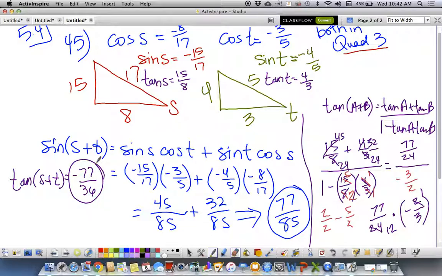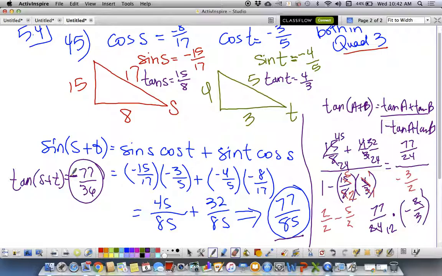Now there's several things you've got to think about. That's not really crazy. You start out, S is in quadrant 3, T is in quadrant 3, okay? But what happens when I add them together? I'm looking at these two answers that I just found. Sine of S plus T is positive. But tangent is negative. So which quadrant is that going to be in?